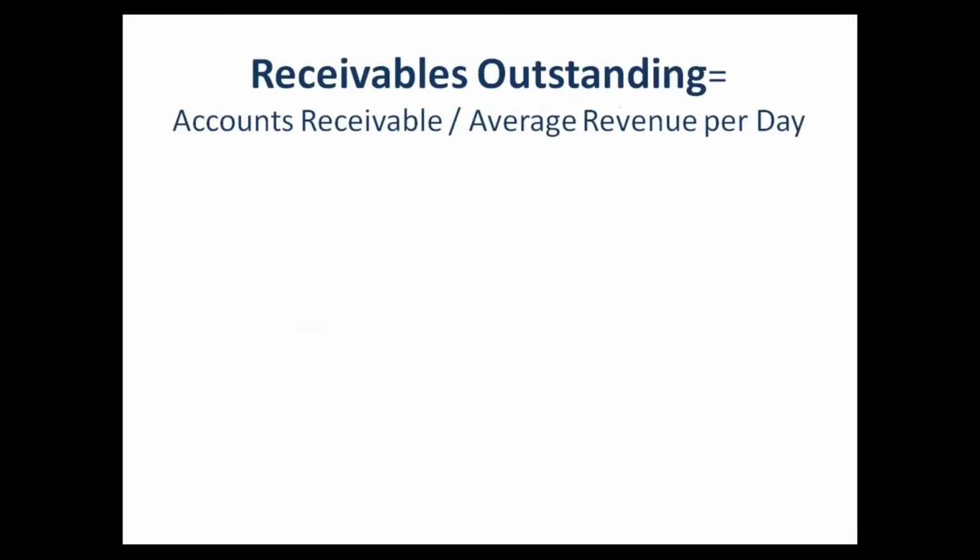So moving on to the second ratio, receivables outstanding, what this is going to tell you is on average how long it takes your company to get the full balance of your accounts receivable. Are your customers paying you timely? You're going to calculate it by taking your accounts receivable divided by your average revenue per day.